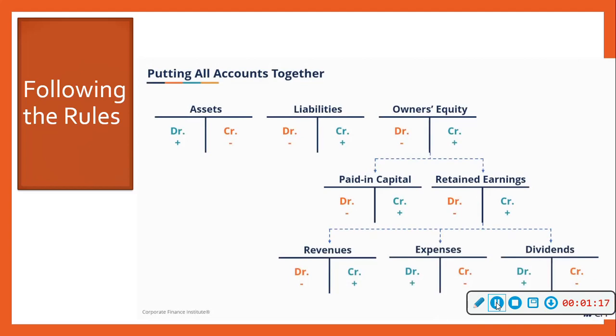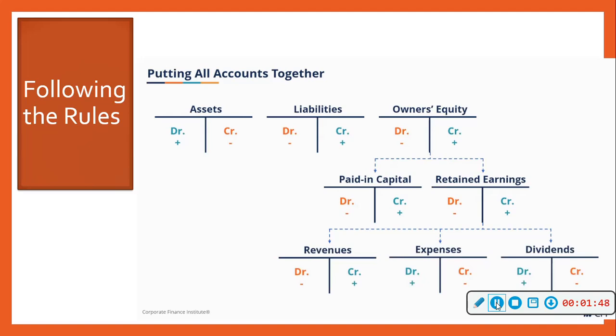So let's look at these rules. The rules are telling us which side of the T account will increase or decrease. So take a look at some of these. Look at assets. Your assets increase on the debit or left side and decrease on the credit or right side. But on the opposite end, liabilities decrease on the debit side and increase on the credit side. So those two work in opposition to each other.